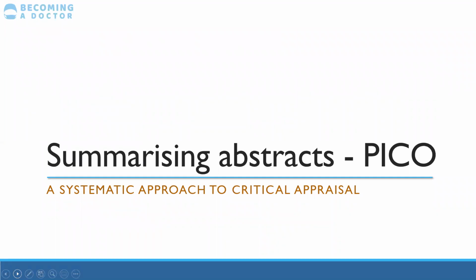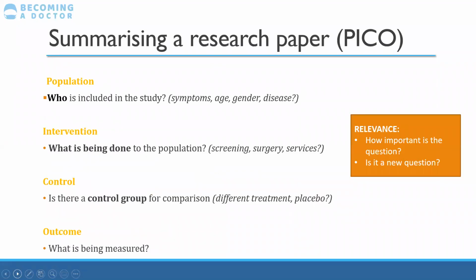So the process of summarising an abstract, we tend to use the Pico model. So Pico stands for population, intervention, control, and outcome. So when you're given an abstract or you're reading a paper and are asked to quickly give someone a brief summary of it, it's good to include each of these 4 factors.